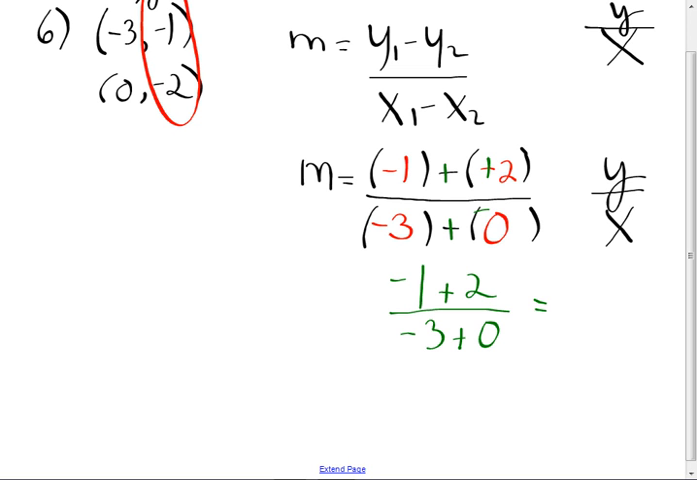So what's that give me? 1 over what? What kind of 3? There it is. There's your slope.